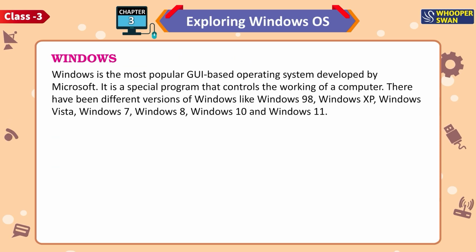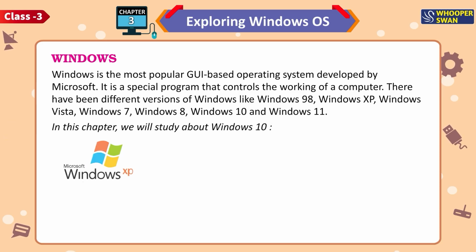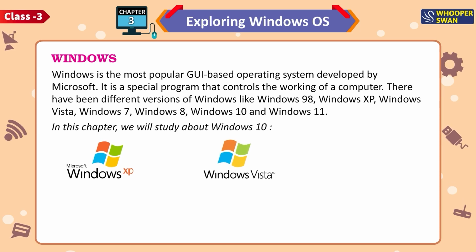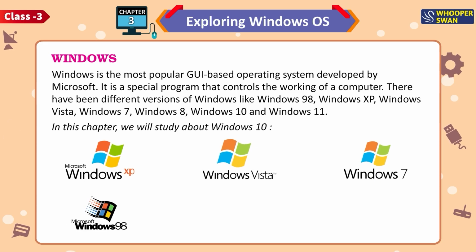Windows. Windows is the most popular GUI-based operating system developed by Microsoft. It is a special program that controls the working of a computer. There have been different versions of Windows like Windows 98, Windows XP, Windows Vista, Windows 7, Windows 8, Windows 10 and Windows 11. In this chapter, we will study about Windows 10.